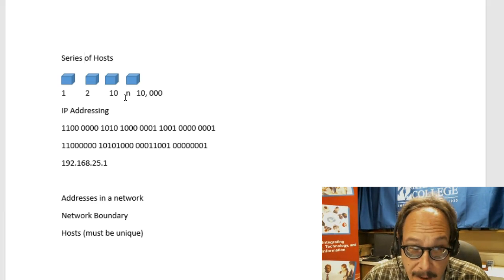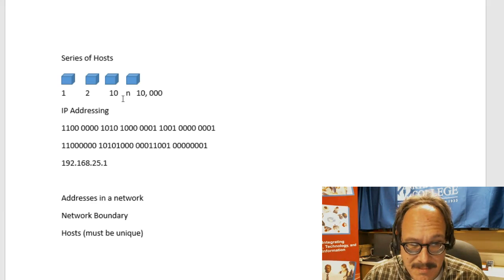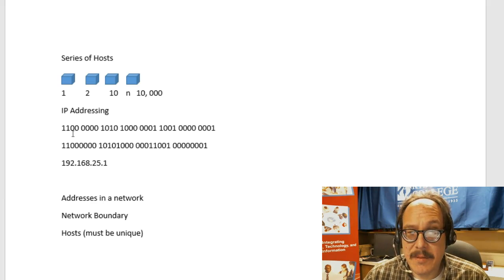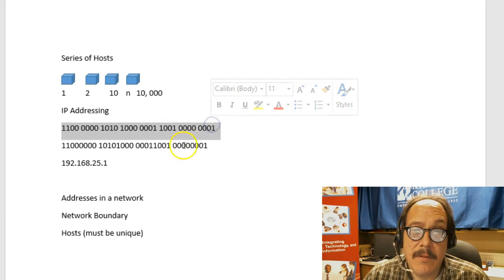But essentially, because I have to communicate back and forth between these computers, I have to give them a unique number so that they can communicate with each other. So what we've come up with is the IP addressing scheme, and this is just a way to uniquely identify computers. Now, at a low level, these numbers look like series of zeros and ones.